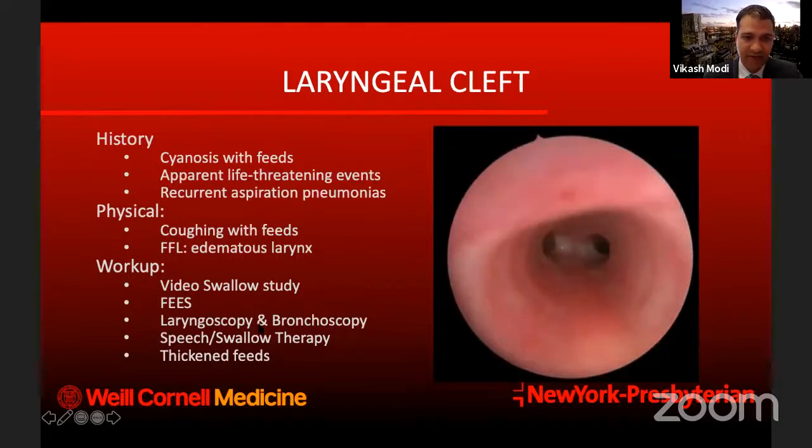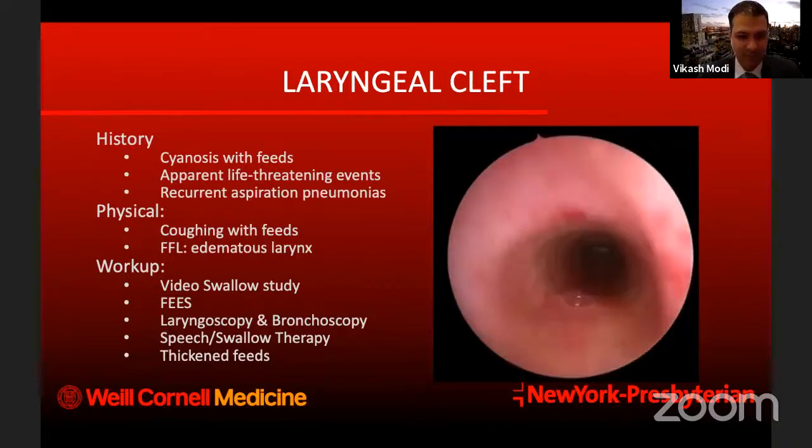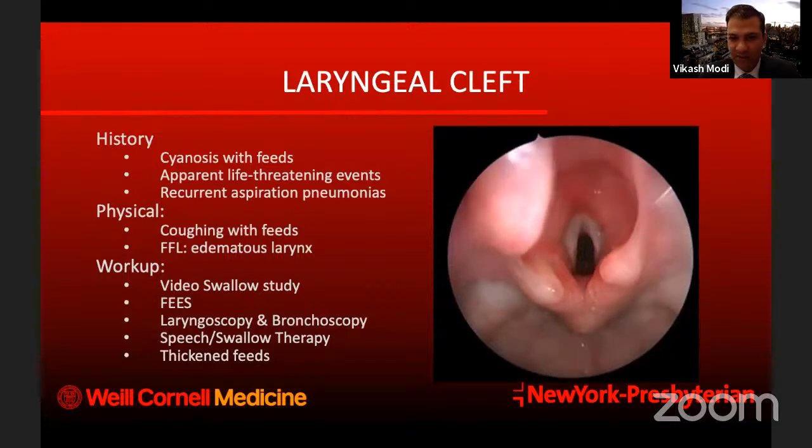First, if they are aspirating or there's coughing with feeds, you'll get a video swallow study. Feeds, a lot of people will do. I find it challenging in super young kids. And if they are aspirating, you get a laryngoscopy and bronchoscopy to see if there's a type 1 cleft.